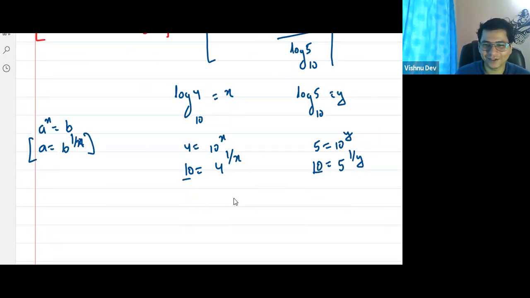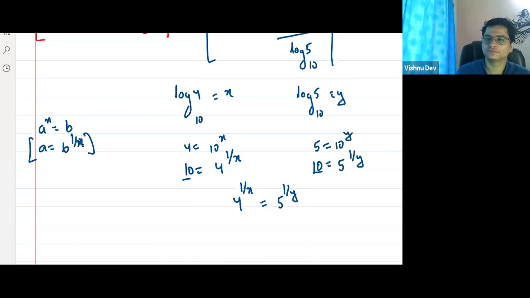Yes. So we say 4 to the power 1 by x is equal to 5 to the power 1 by y. Yes, sir. Yes or no? So can I write it like this? Can I write, so it is equal to 4 is equal to 5 to the power x by y? Because it is a property, again, exponential radical.